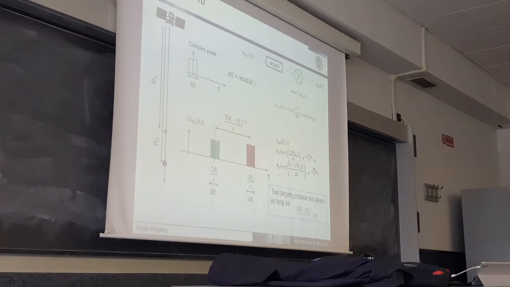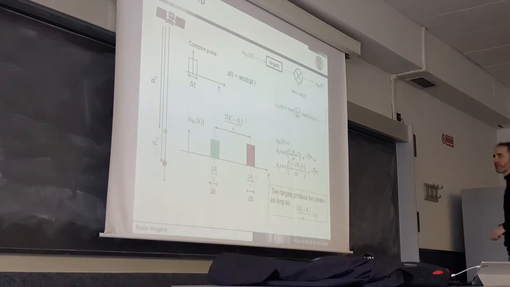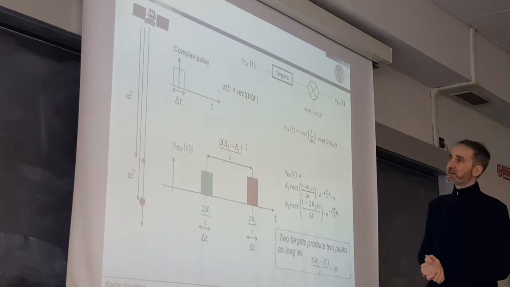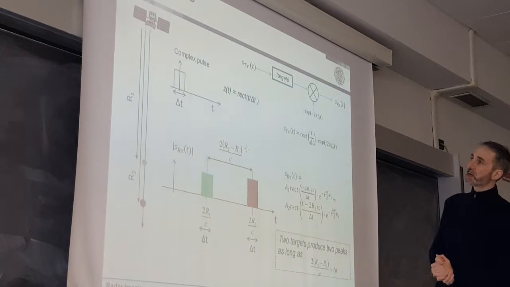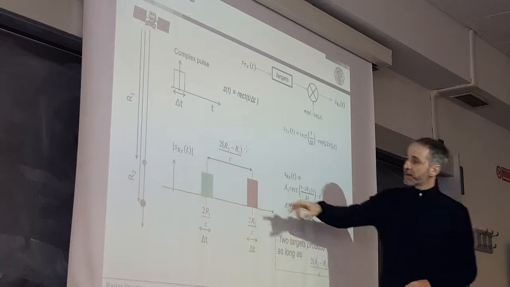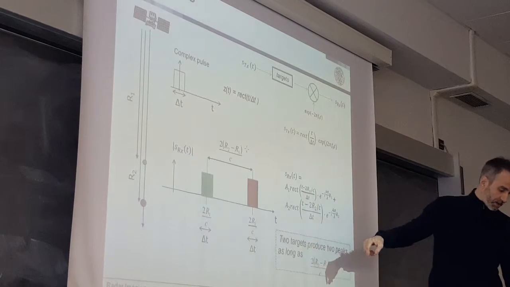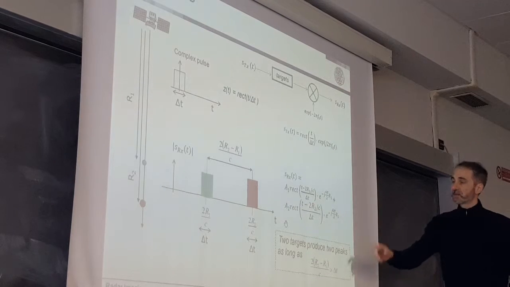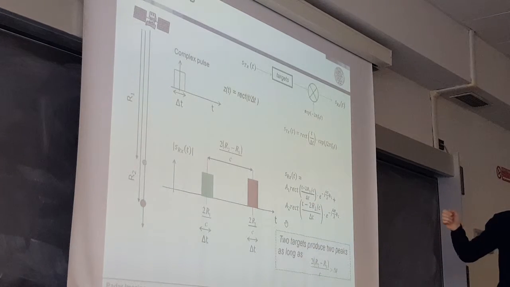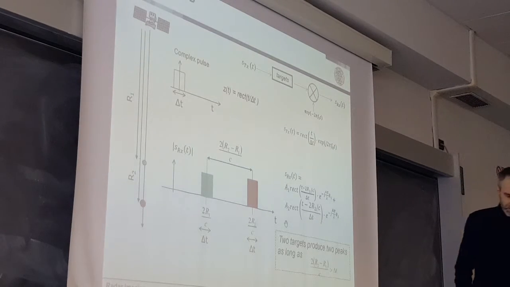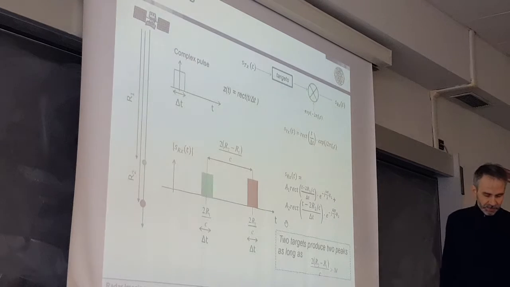We did talk about localization in one dimension. So basically we send a short pulse. In this case, this is just a rectangular pulse. And we can say that two targets appear as two distinct peaks as long as the difference of their distances from the radar is larger than the pulse width, scaled by the speed of light, of course.